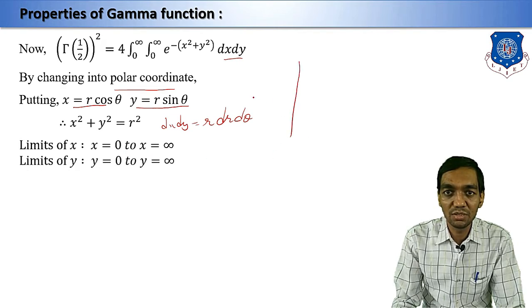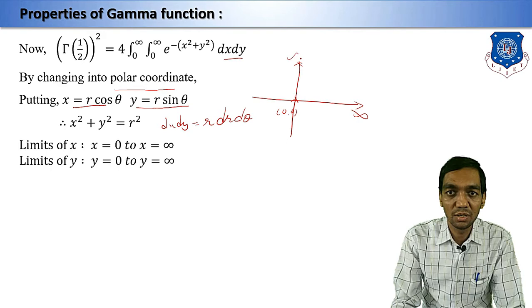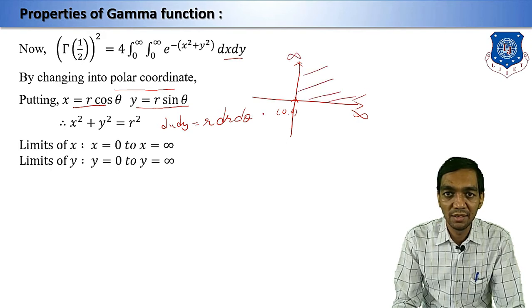That means if we start with a figure, then x is starting from 0 going to infinity, y is starting from 0 going to infinity. That means we are starting at the point 0 and going up to infinity. So the first quadrant is the area of integration. Now, if we start with the polar curve, then you have to draw one transverse line from 0 to the curve. But here there is no curve, so your r is going to be up to infinity, correct?